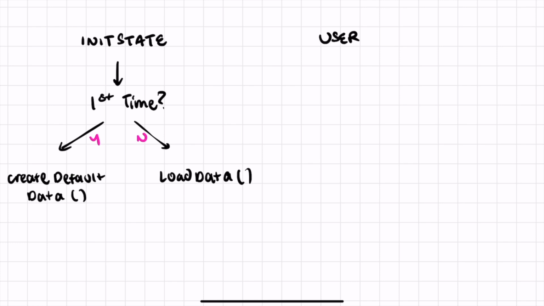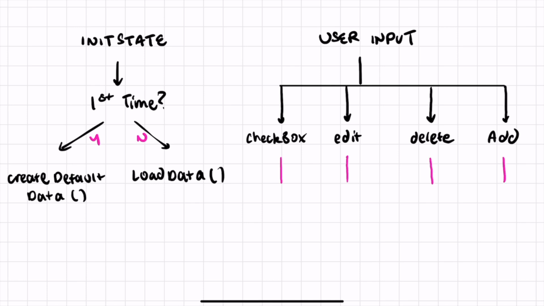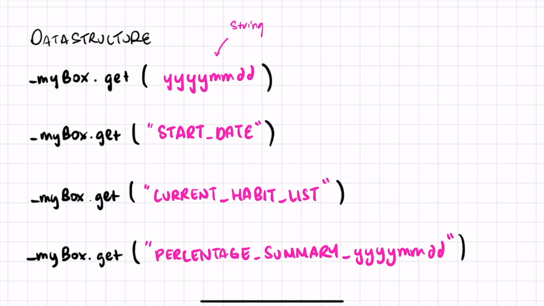The other thing to consider is the user input. The user can interact with our app in 4 different ways. The user is able to check off the box for if the habit is completed or not. They can also edit the habit name. They can delete the habit. And lastly, they can add a new habit, right? So anytime that the user makes a change, let's make sure to update the database so that it's all saved. So we have essentially 3 methods that we need to code up. Sweet, so that's sort of the algorithm side of things.